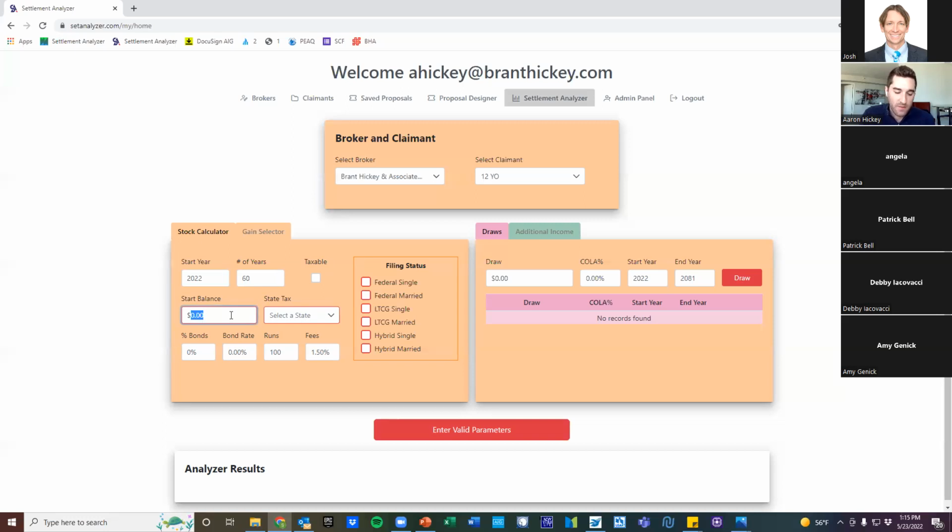Our start balance is the amount of money that we have to take and invest somewhere, whether into a structure or into a model portfolio. In the specific example that we're going to work with today, all of these factors are arbitrary. It's not based off of any specific example. These are all arbitrary numbers that I created this morning just for you guys. So in this instance, we're going to say we have $2 million to invest. So after their settlement, after attorney fees, after liens, et cetera, they have $2 million to look to invest somewhere.